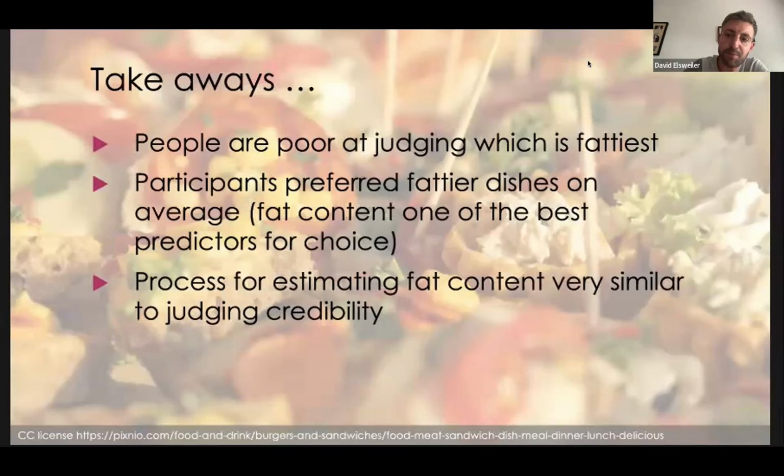And just as we did with the credibility judgments, we asked participants to explain their processes. And it turns out that the process that they go through is very similar to how they judge credibility. So people are looking for cues that indicate fat or lack of fat, and they make their judgments based on this. So sometimes they pick out something in an image, sometimes they pick out an ingredient, and depending on their level of knowledge, the way that they interpret these cues can be very different. And so all this varies over participants. So again, this process is very, very similar to what we saw at the start of the talk.